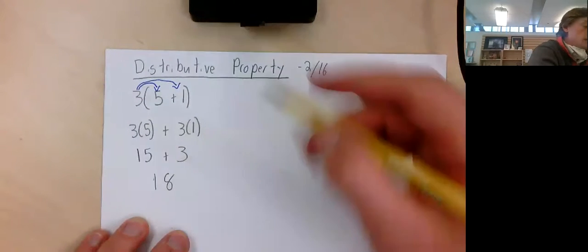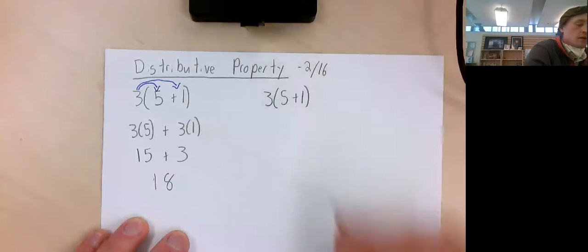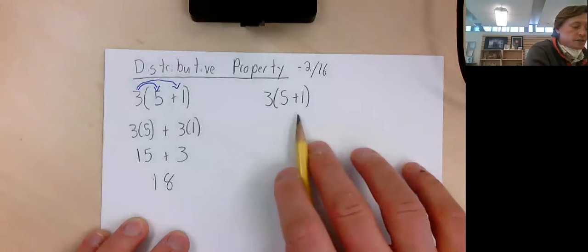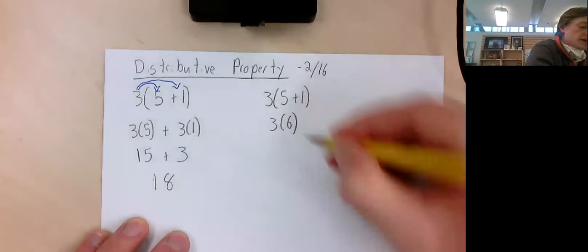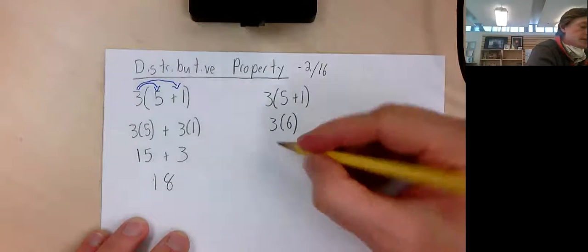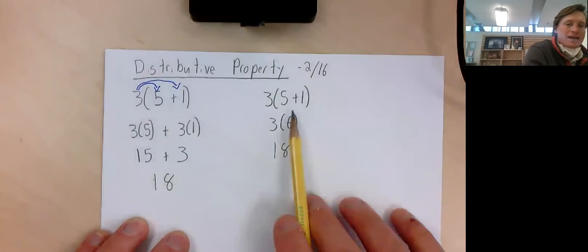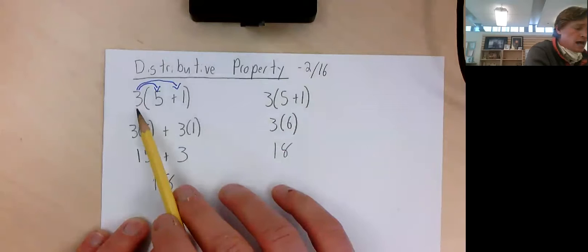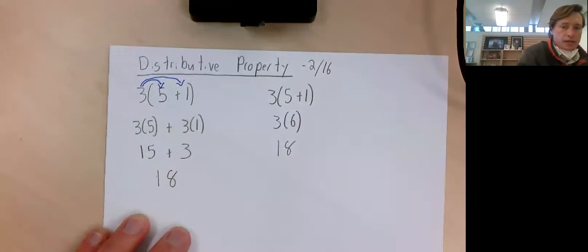We would normally do, if I just rewrite this problem, we would normally do the parentheses first. GEMDAS, order of operations, tells us to do what's in the parentheses. So I do 5 plus 1. That would be 6. And then the last operation, 3 times 6, that's 18. So I'm just showing that using distributive property is the same thing as using our order of operations here. Okay, so again, we're applying what's outside the parentheses to what's inside, and we're using multiplication.